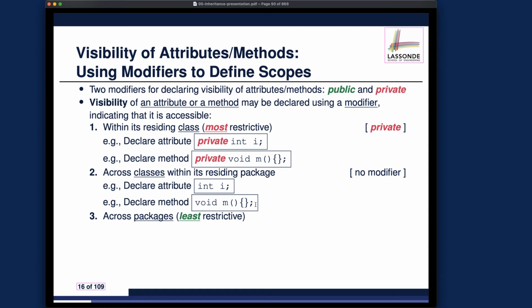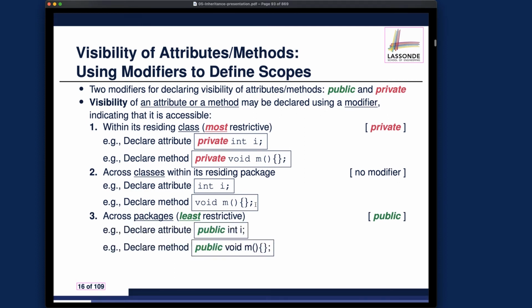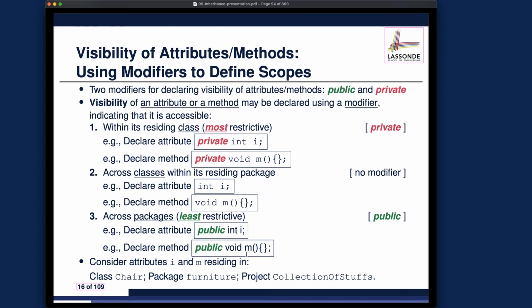Or we can go for the most relaxing or the least restrictive way. In that case, we use the public modifier. So you can say public integer I, or you can say public void method over here, right? So that means not only that all the classes inside the same package can see them, but all the other classes in other packages in the same project, they can see them as well, right? Hopefully it's quite clear to you. Why don't we look at some Eclipse examples, and then I'm going to show you some visual summary as well.